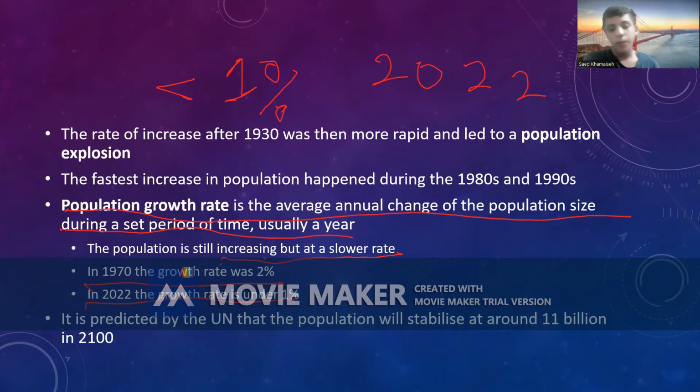Okay, so now let us repeat very fast. First, in 1930, the population increase was more rapid. It increased so much. So this led to a population explosion. So there was a fast increase.